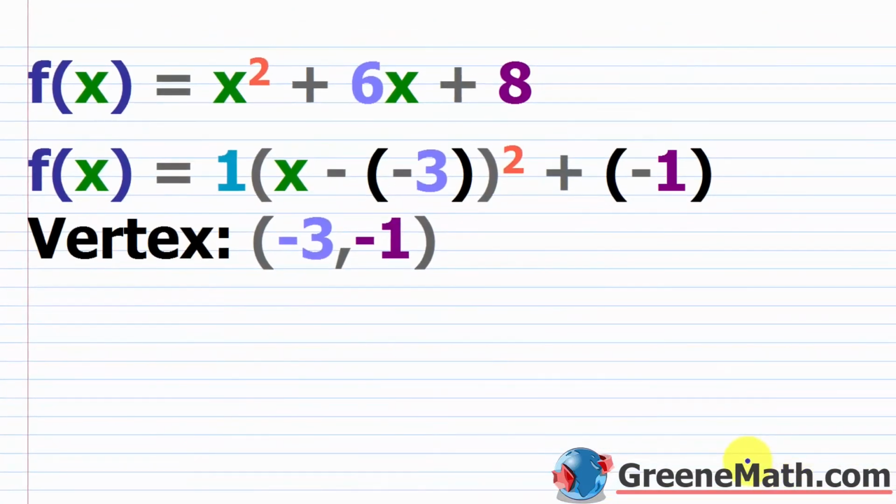Let's talk about the third and final method that you can use, and then we'll just burst through a couple of problems. So again, we have f of x equals x squared plus 6x plus 8, and in vertex form, f of x equals 1 times the quantity x minus a -3 squared, and then plus a -1. Vertex occurring at -3, -1.